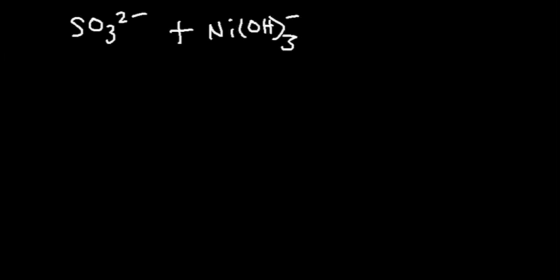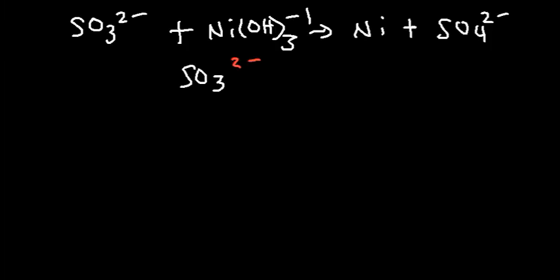So let's say if we have sulfite plus this nickel hydroxide ion, and it converts to nickel and sulfate. Go ahead and balance the reaction under basic conditions. So let's start with sulfite. Sulfite converting into sulfate. So we need to add water to the side that has more oxygen atoms. So we're going to add an H2O molecule on the right side.